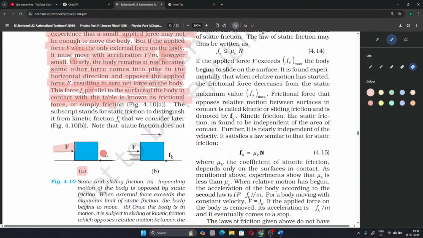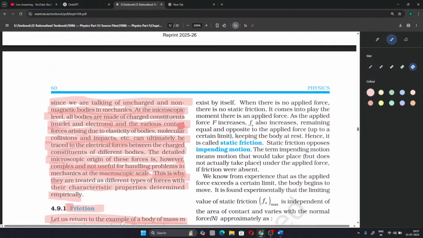Basically, this F_s here, which is the static frictional force, parallel to the surface of the body in contact with the table, is known as the frictional force or simply friction. The subscript S stands for static friction, to distinguish it from kinetic friction. There are two types of friction here, static and kinetic, that we consider later. Note that static friction does not exist by itself.